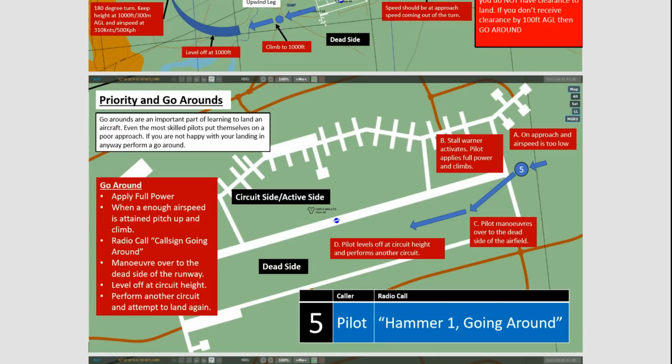And when you're doing this, you call Hammer 1, going around. Remember, fly the aircraft first before you make your radio call. So don't worry about the radios until you've got your aircraft in a position where you're nice and safe and you're climbing away. You also need to call them when you're re-entering the circuit.